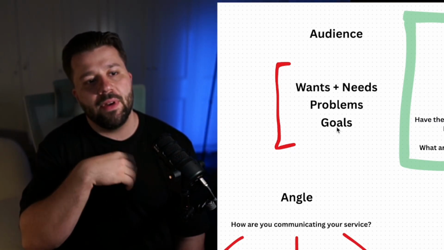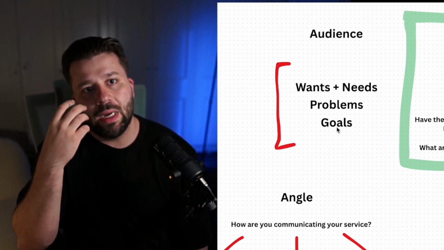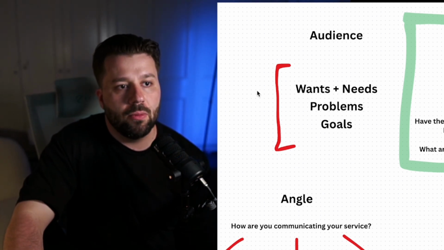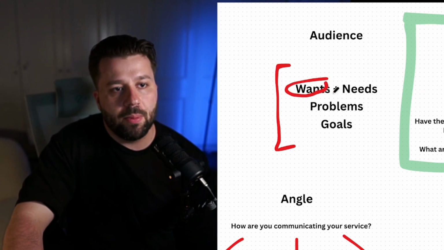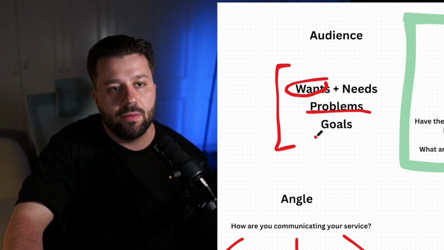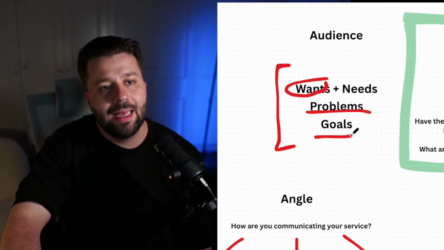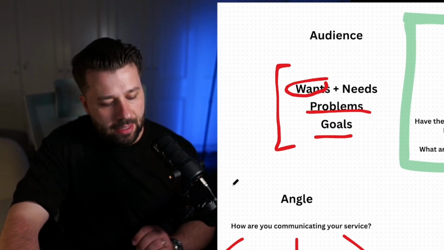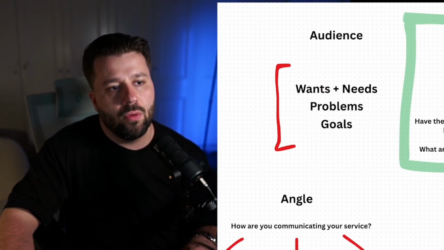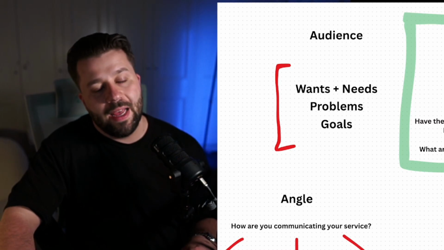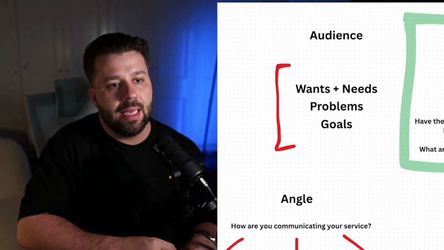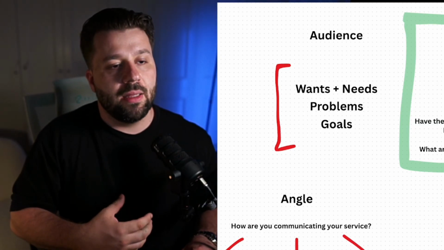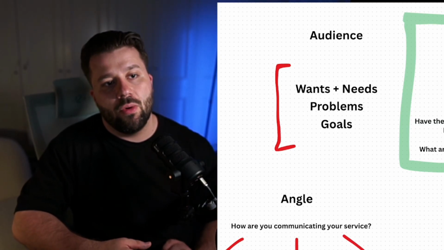So if we have an example of someone who's wanting to lose weight, that is the problem, and the want and the need they have is they really want to lose weight. The problem is they're overweight. They have a goal of losing such and such amount of weight. That really helps you understand from a high level who you're trying to go after. And then you can be more specific. What age range are they in? What gender are they? And I will tell you that the more specific you can be with your audience, the better.